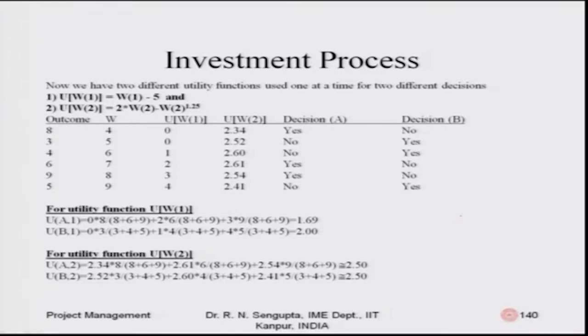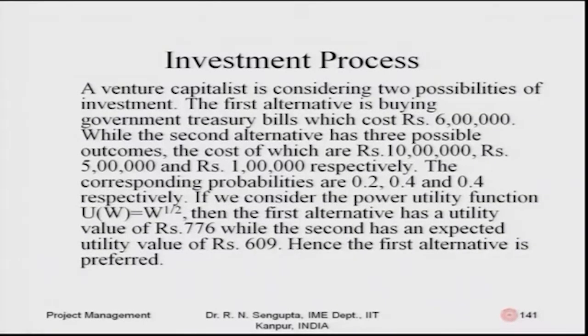So consider a very simple example. A venture capitalist is considering two possibilities of investment. Consider they are projects. The first alternative is buying government treasury bills. Buying is also a project, if I mention the project in a very big sense as an example. It costs 6 lakhs, while the second alternative has three possible outcomes, which are 10 lakhs, 5 lakhs, 1 lakh, with corresponding probabilities of 20%, 40%, 40%.